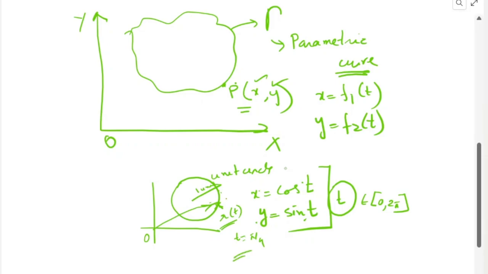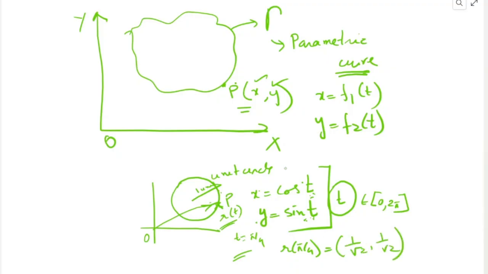Then what will be your point P? r(pi by 4) means here I will plug in pi by 4 in place of t. That means x equals cos pi by 4, that is 1 by root 2, y equals sin pi by 4, again 1 by root 2. Then your point will be (1 by root 2, 1 by root 2).